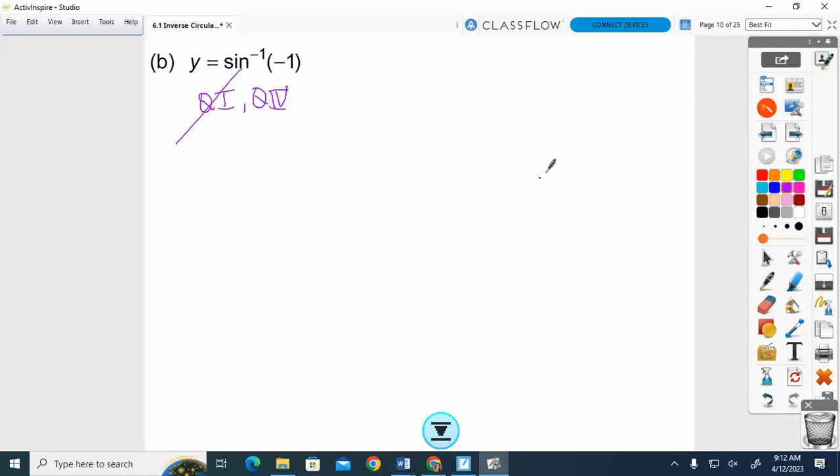Yes, it's negative. Another way of thinking about it, you don't have to write this, but you can. It just means sine of y equals -1. Tell me when y is -1. So if you're looking at your unit circle, where on your unit circle is the y value -1? 270 degrees or 3 pi/2.